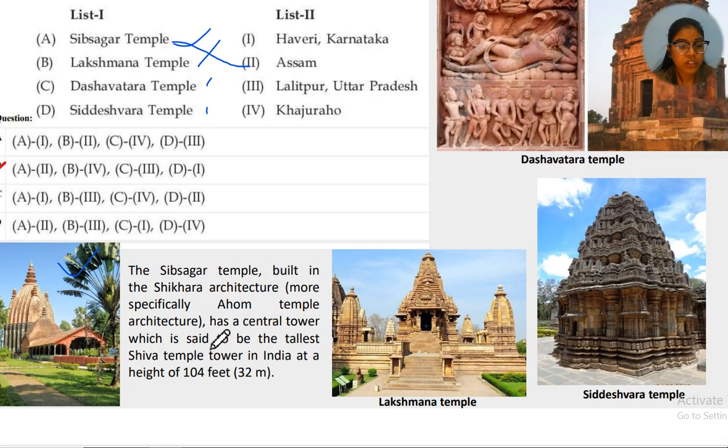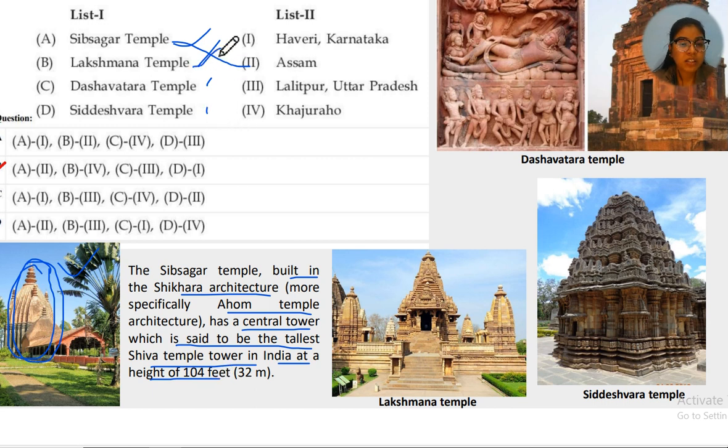Now, looking at its special feature, the Sipsagar temple is built in the Shikhara architecture. As you can see, it has only one main Shikhara, a central tower, which is said to be the tallest Shiva temple tower. So this is only one central tower based on the Shikhara architecture. Also, it is the tallest Shiva temple tower in India, at a height of 104 feet, which is 32 meters. Next one we have the Lakshmana temple.